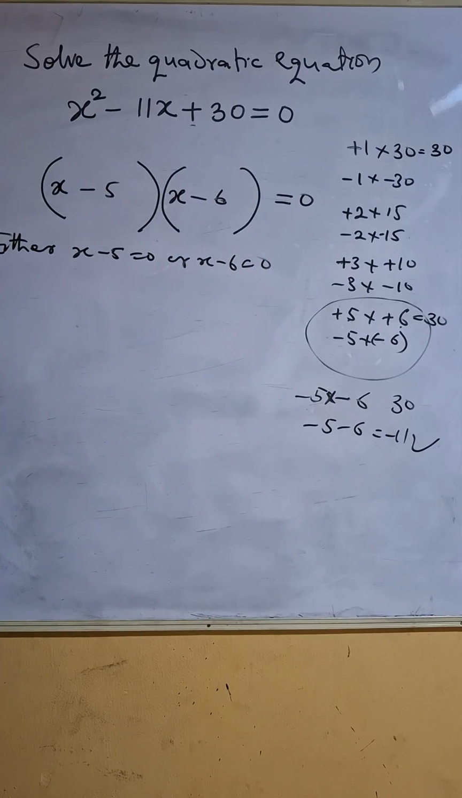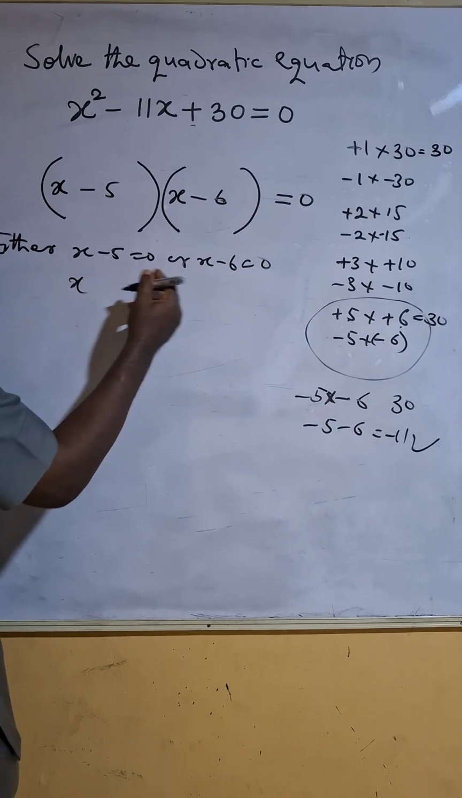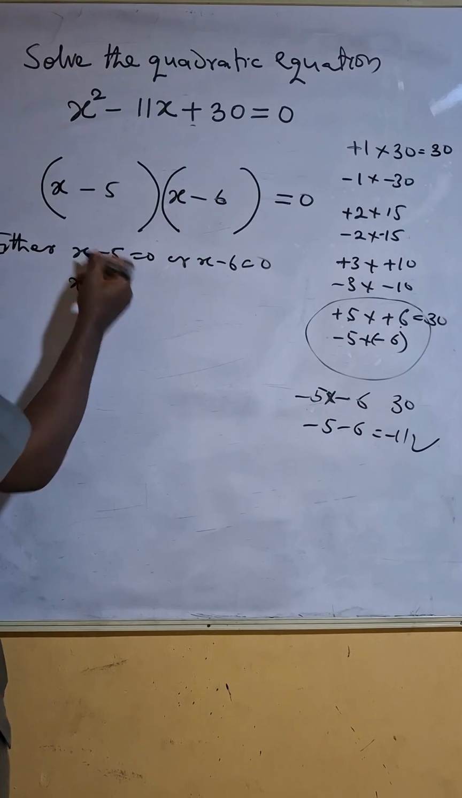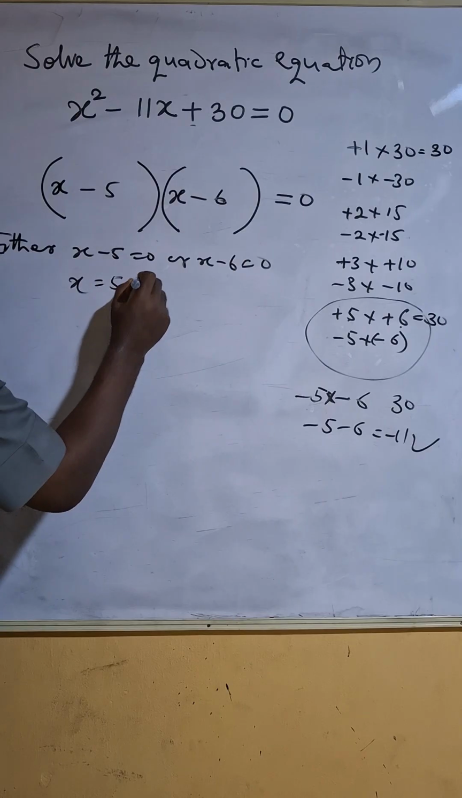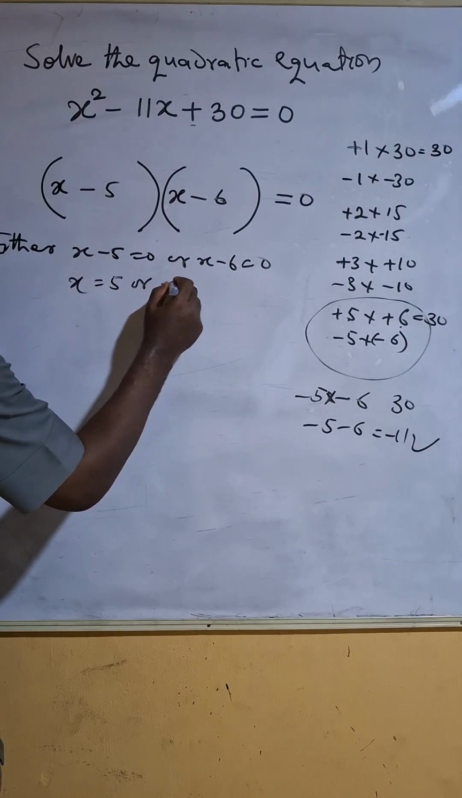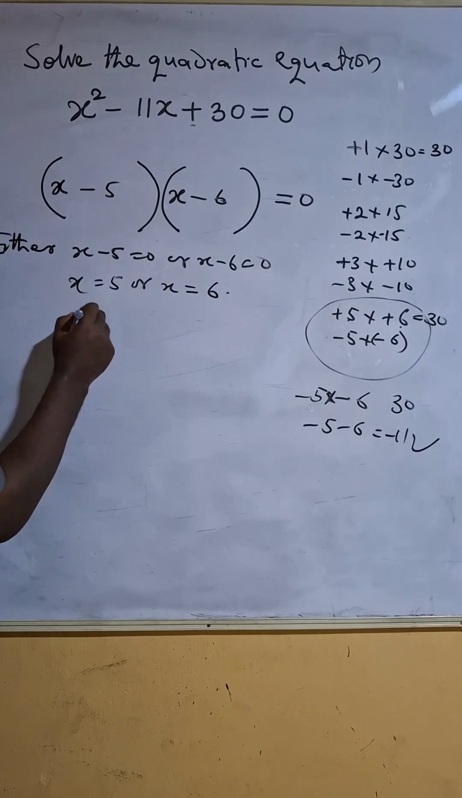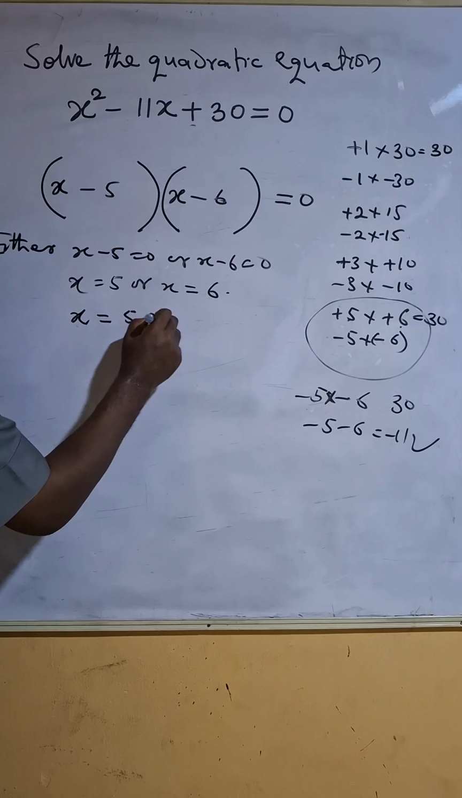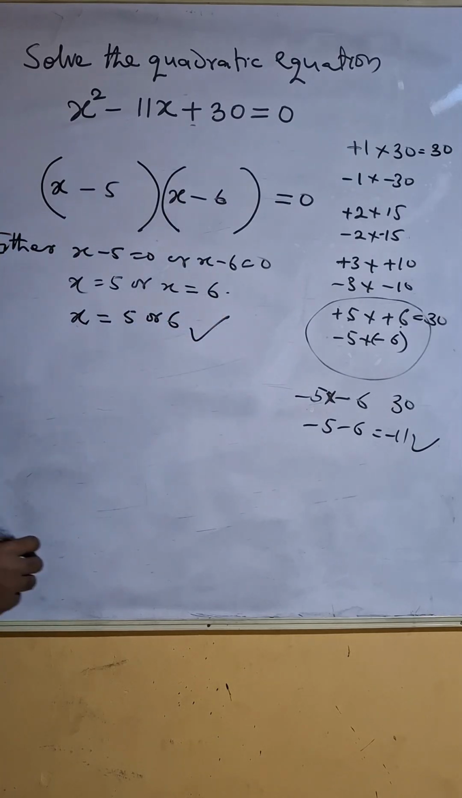Then you have now reduced them to simple equations. So when this one is minus 5 and it goes to the other side, it becomes plus. So x is equal to 5 or x is equal to 6, which you can simply express as x equals 5 or 6. This will be your final answer.